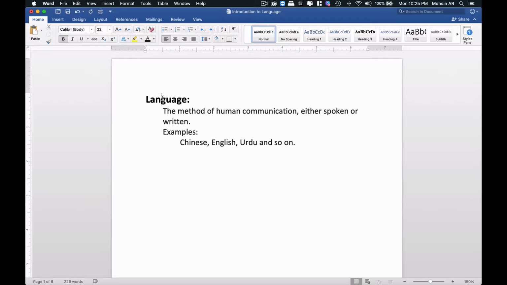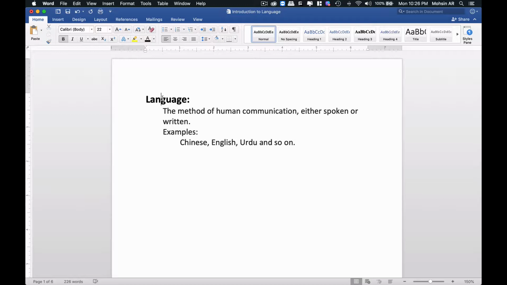So the basic examples of the language are Chinese, English, Urdu, and so on. These are the basic examples of the human languages. I'm not talking about any programming language. Okay, so this is the meaning of the word language.